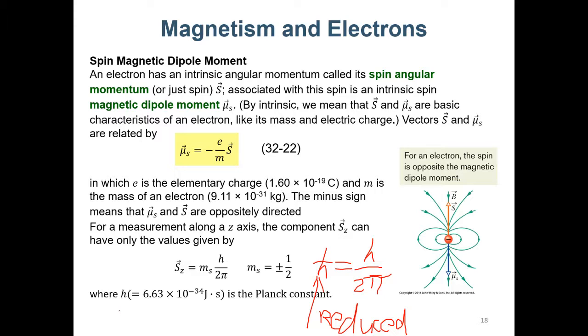It's something like omega. Omega is 2 pi f, where f is the frequency and omega is the angular frequency. So something multiplied by 2 pi, something divided by 2 pi, and then they will cancel.